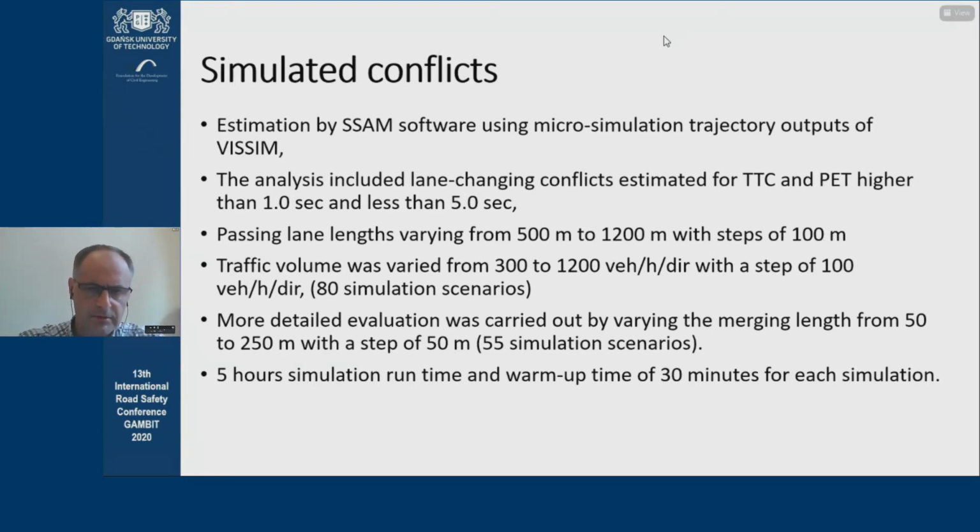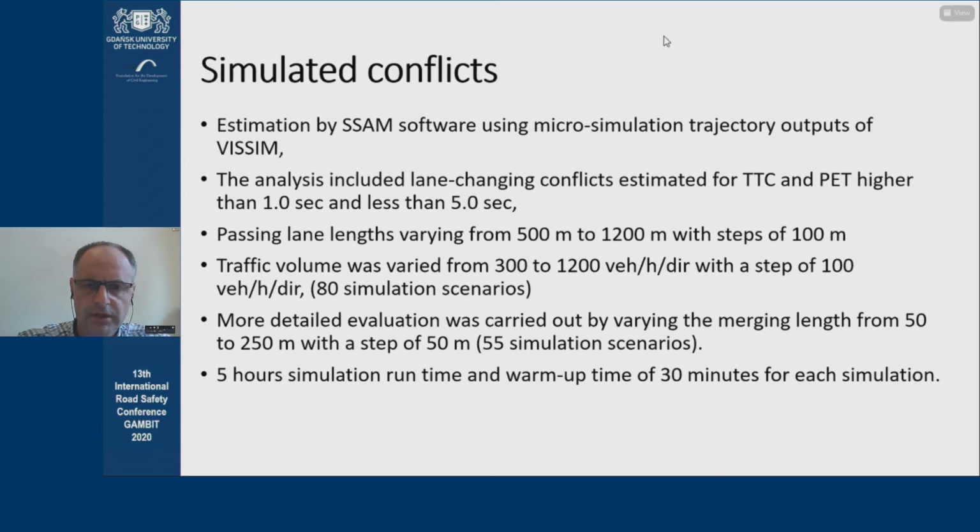So for simulated conflicts, we used the software called SSAM, which really helps us to use data from microsimulation to assess vehicle trajectories and to determine conflicts for pairs of vehicles. And it's both for time to collision and PET. And we would analyze the conflicts for 1 second to less than 5 seconds. 5 seconds is quite a lot.